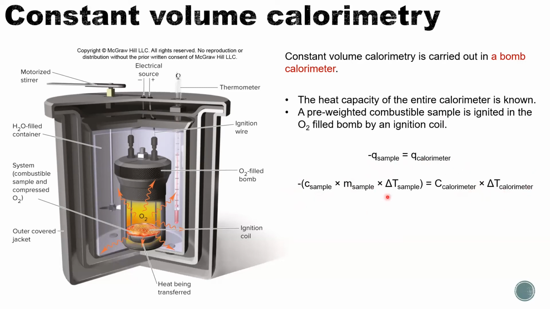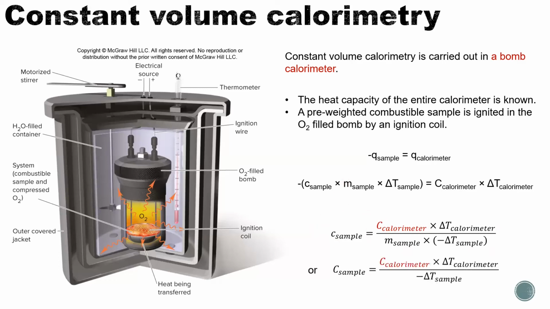Okay, then rearrange this equation. We can get the specific heat capacity of the sample: C calorimeter times delta T calorimeter, divided by the mass of the sample, divided by the negative temperature change of the sample. Or, like before, we can calculate the heat capacity of the sample with this equation: the heat capacity of the calorimeter times the temperature change of the calorimeter, divided by the negative temperature change of the sample. Okay, so these are the two devices.